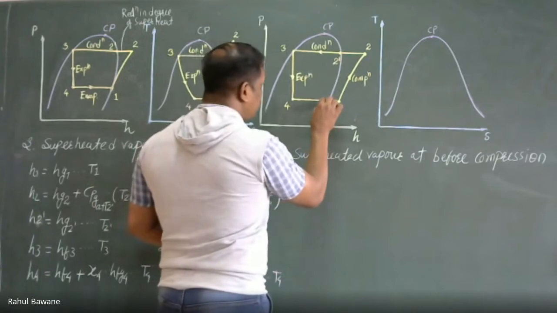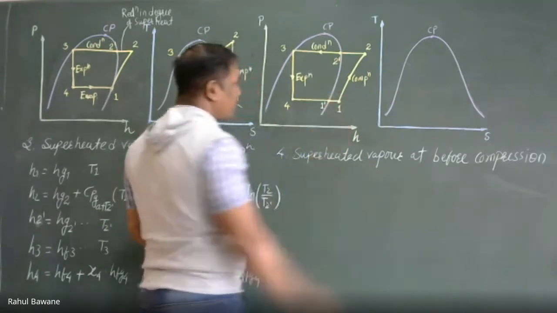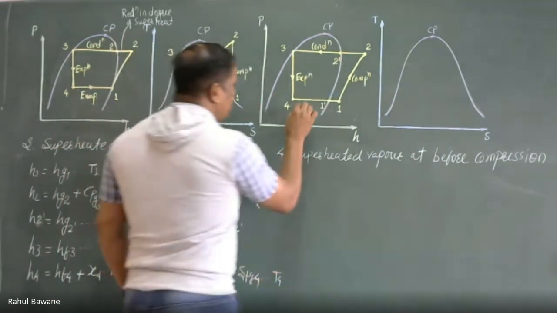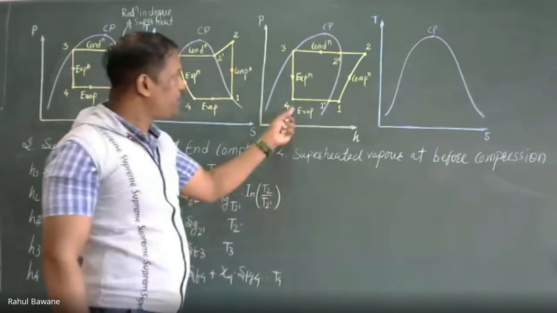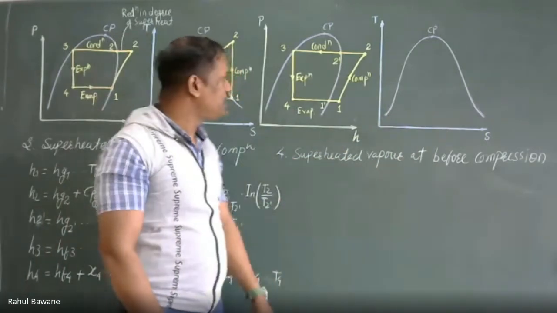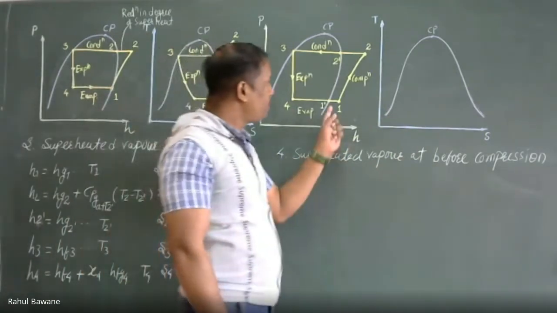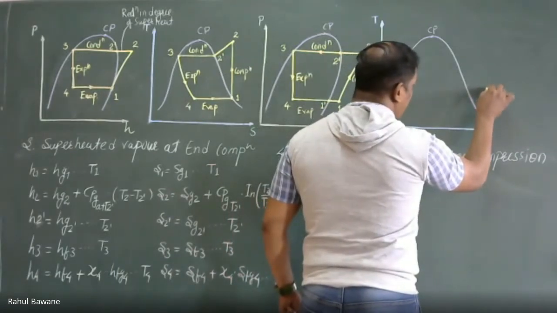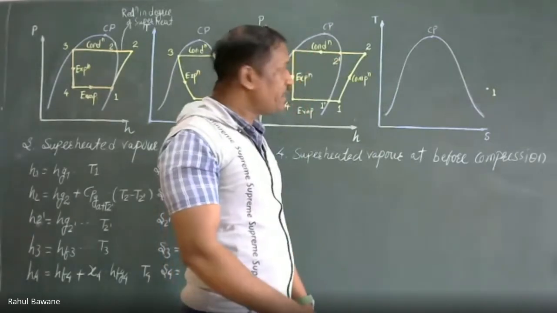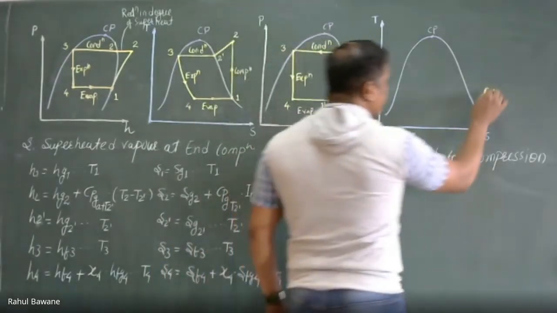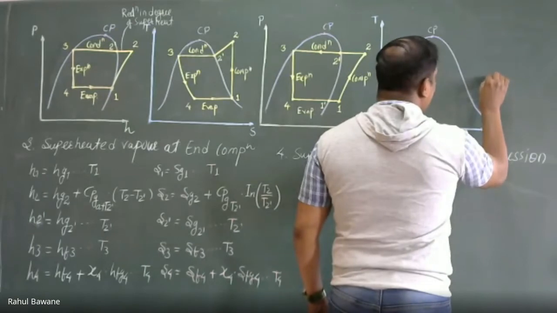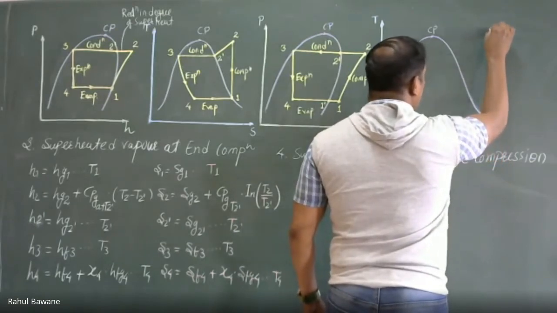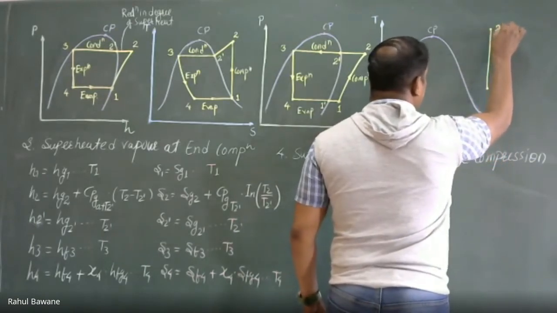So this is, suppose, 1 dash, and this is evaporation. Now, the same process, if I explain it on the TS diagram: remember the first point is already in a superheated condition. This is my first point, before compression starts. The compression process is adiabatic, so I observe a straight vertical line. This is compression.